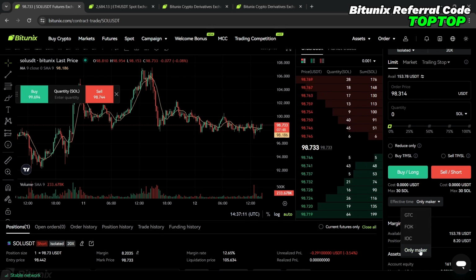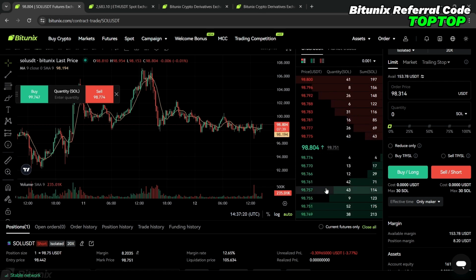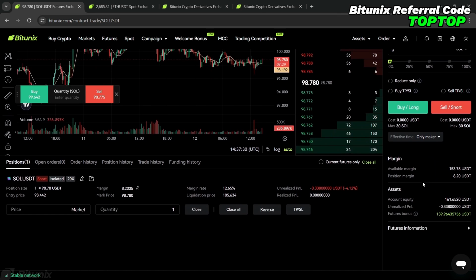But keep in mind, Only Maker means that it will put it in the order book, and it will have to be hit by the current traded price to be executed, so it will not fill immediately, and someone actually has to buy that order from you. It can take a bit longer, and it may not be best when times are volatile.